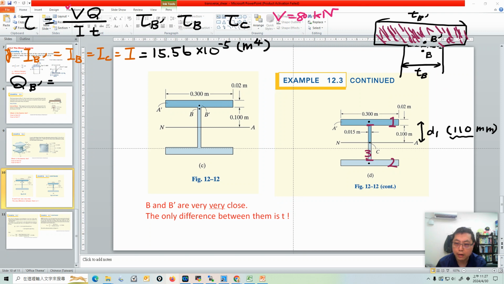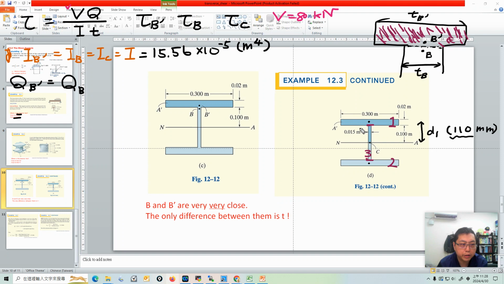So actually QB and QB prime is the same. And what is Q? It's just the area times the distance between the neutral axis and the centroid of the area. Right now we can only consider the area. This purple slash here is the area we only consider right now. So what's our area?